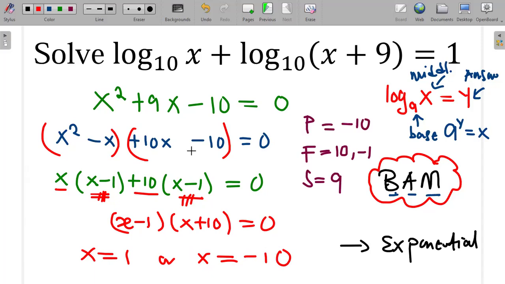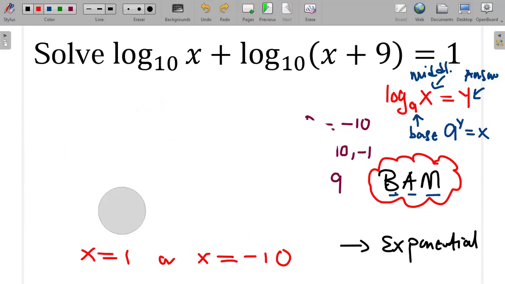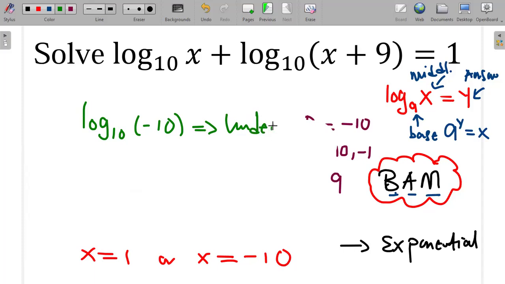But remember now, when you're dealing with logs, x can never be negative, or I should say what is in the middle, the one that is in the middle, should never be negative. Here we found that x is equal to 1 or minus 10. So if you try to find log 10 of minus 10, this is undefined. Okay, it's not valid.